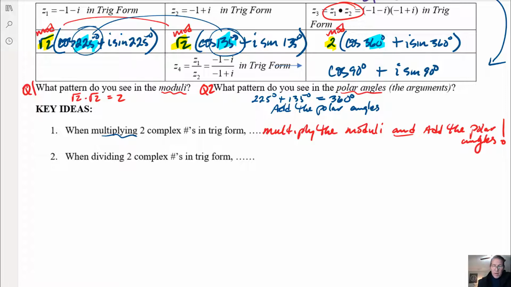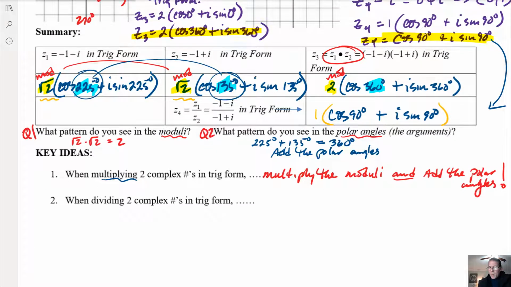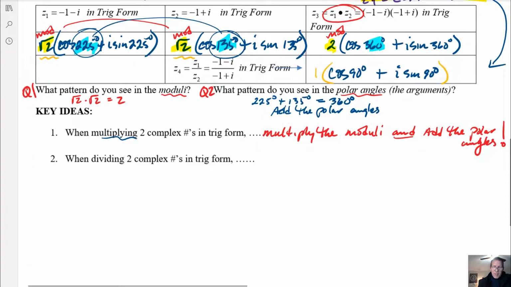Now we've got to compare the first two numbers, z1 and z2, with z4. So get your eyes off z3. Don't look at z3 anymore. Look at z4. Look at the moduli, root 2 and root 2, and look at the new modulus, which happens to be 1. I didn't write it there, but the new modulus for z4 is 1. So put that back, actually. And ask yourself, what do you do with root 2 and root 2 to get 1? Because this is the new modulus right here. I should have kept it there so you can see what's going on.